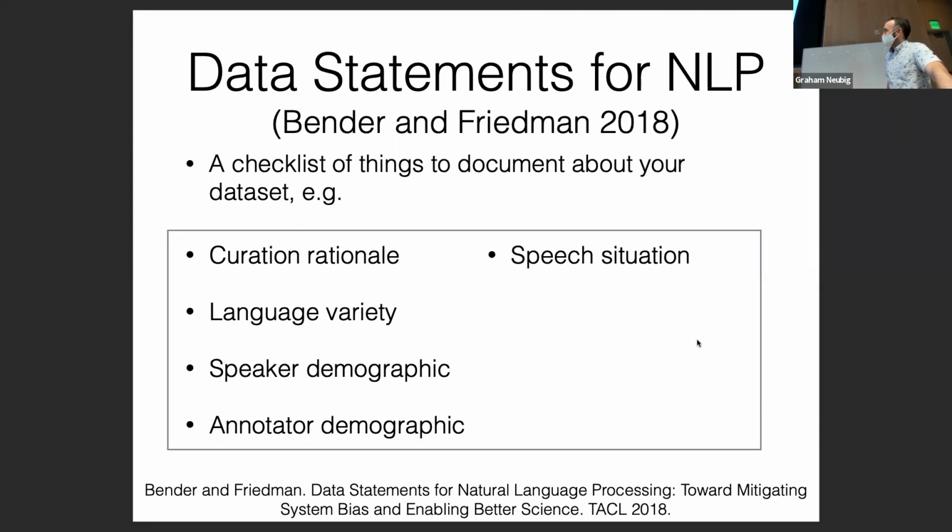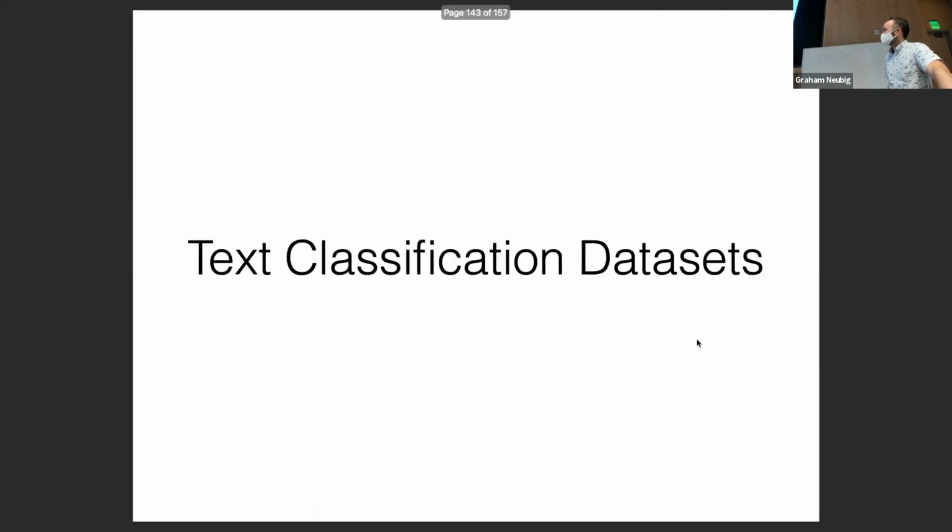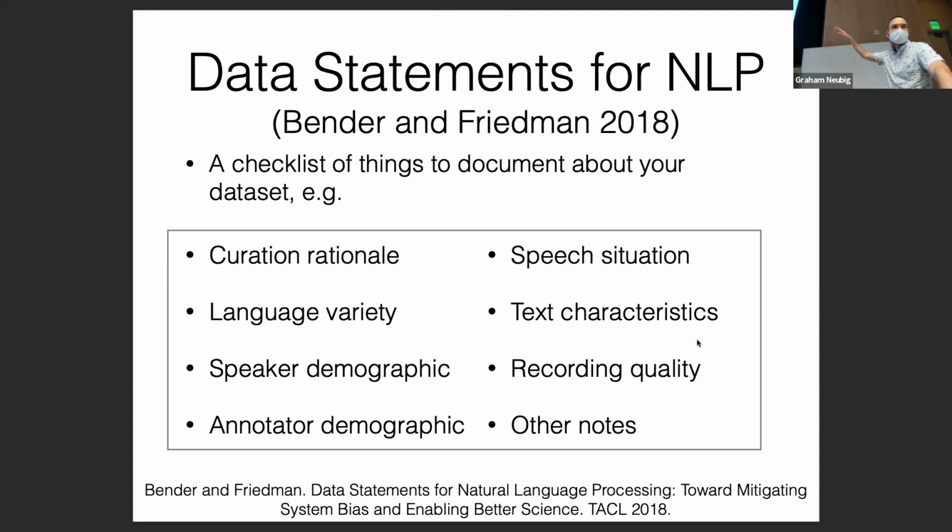Speech situation, where are they? In what situation are they speaking? Text characteristics, what genre is it? Other things like this. Recording quality, if it's a speech or multimodal data set, what equipment was used to record the data? Other notes. So this is kind of a catch-all. There's, of course, a lot more information here.